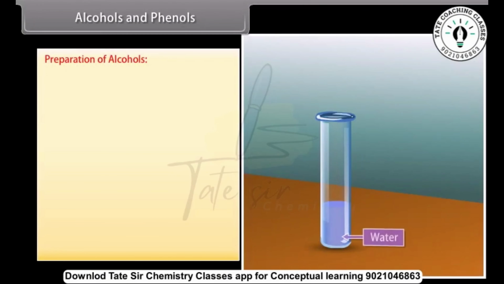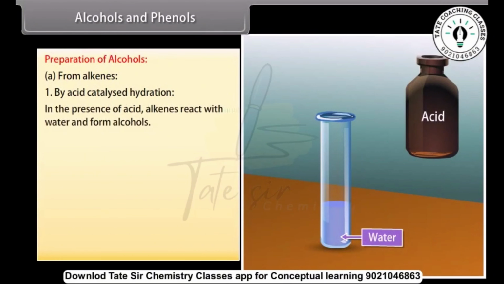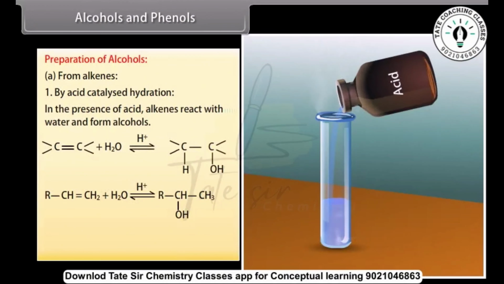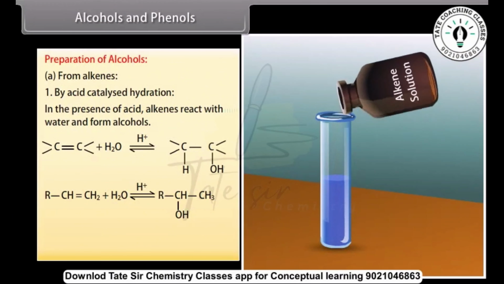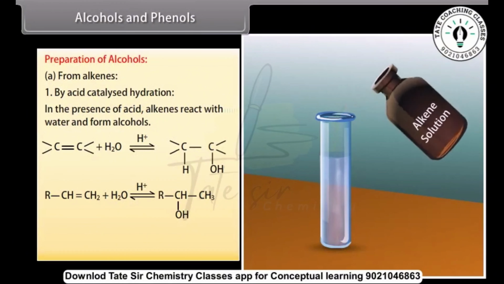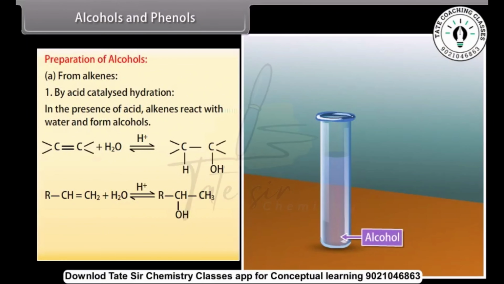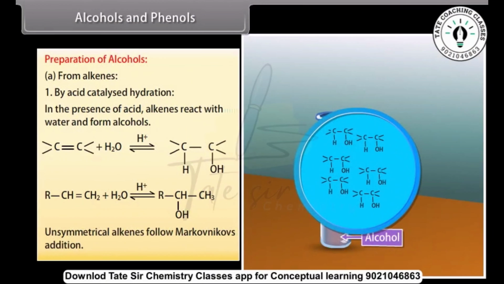Alcohols and phenols. Preparation of alcohols. From alkenes, by acid catalyzed hydration. In the presence of acid, alkenes react with water and form alcohols. The alkene reacts with water in the presence of acid and then forms the respective alcohol. Unsymmetrical alkenes follow Markovnikov's addition.